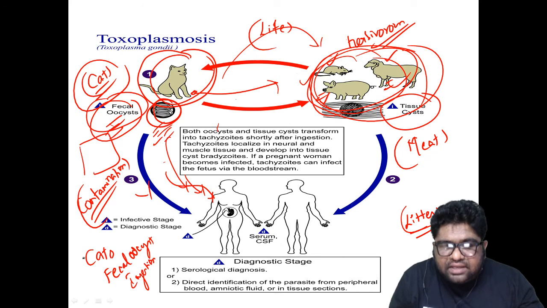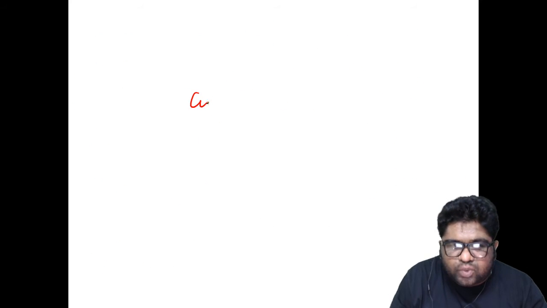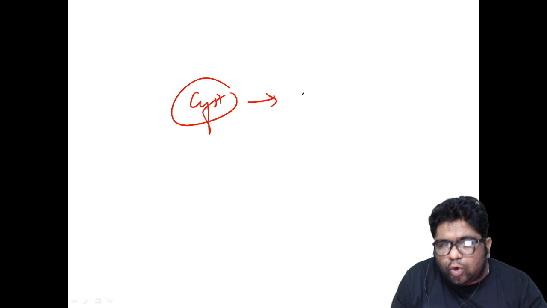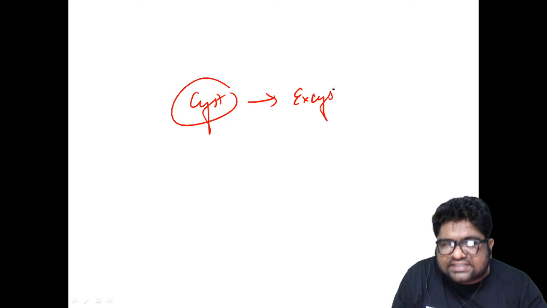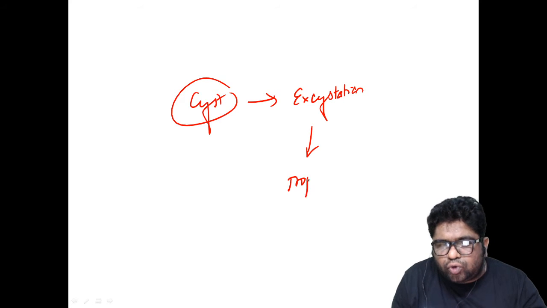By contamination. Contamination of the food, contamination of your fingers. In case of the animals here, you are acquiring it by meat, and what you are getting is tissue cyst. And these tissue cysts will open up inside the body. The process is called excystation, and the excystation can give rise to the trophozoites.